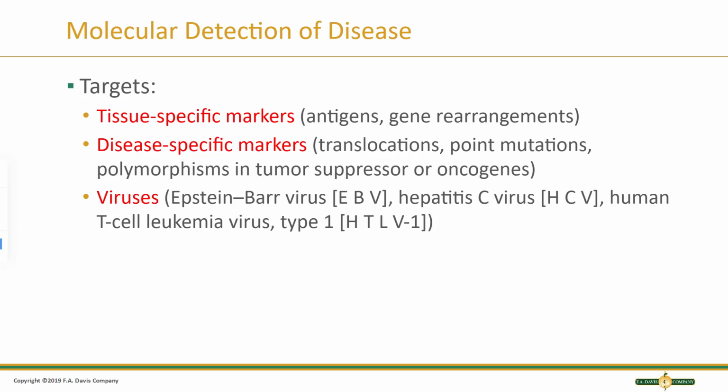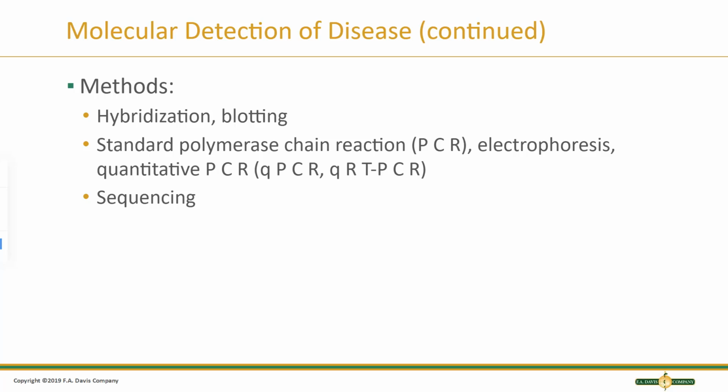So molecular detection of disease targets tissue-specific markers, antigens, or gene rearrangements, disease-specific markers, translocations, point mutations, polymorphisms, and tumor suppressor or oncogenes, and viruses: Epstein-Barr virus, hepatitis C virus, human T-cell leukemia virus type 1, HTLV1. Methods: hybridization, blotting, standard polymerase chain reaction, electrophoresis, quantitative PCR, and sequencing.